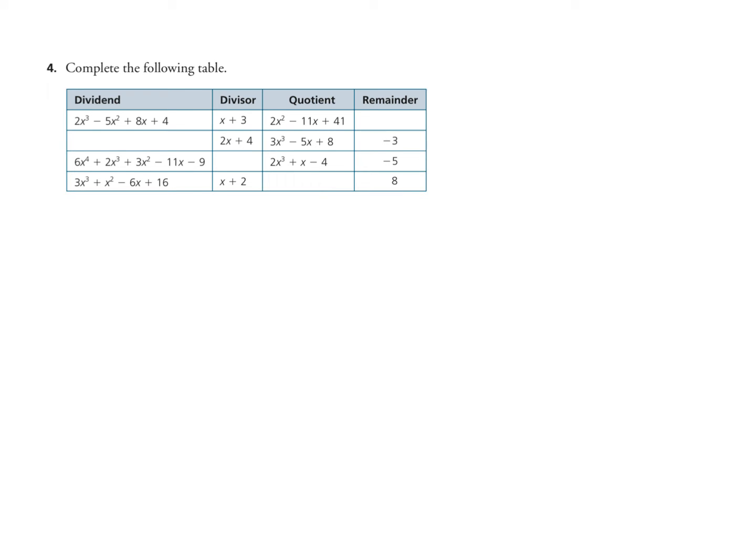All right, complete the following table. There's your dividend, there's your divisor, there's your quotient. What's the remainder? Oh gosh, looks like I have to do these to find out. 2x cubed minus 5x squared plus 8x plus 4. Let's call that f of x.